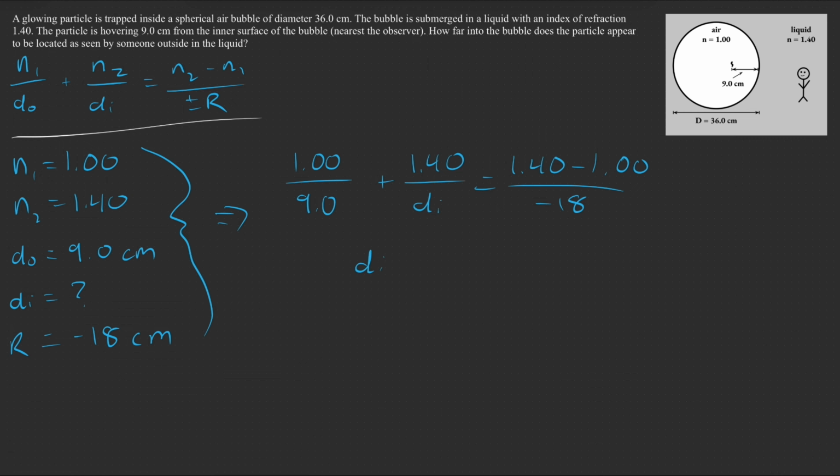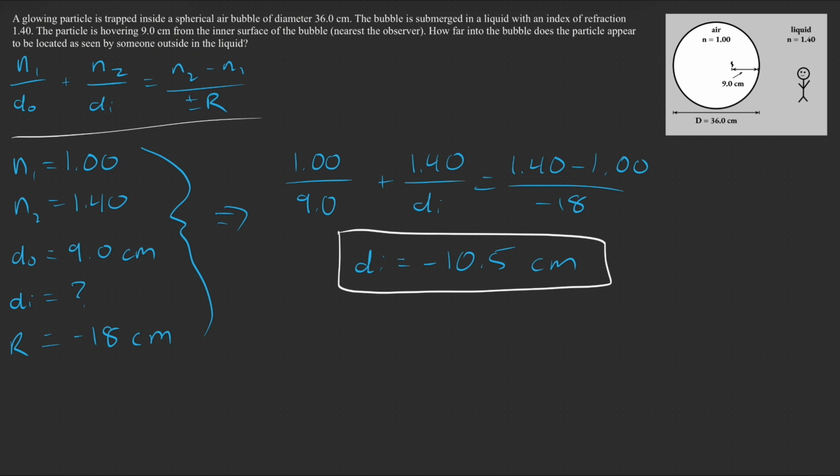Now once again, a little algebra and some calculator punching, we should get 1.4 minus 1 divided by negative 18 minus 1 divided by 9 divided by 1.4 inverse. We get di is equal to negative 10.5 centimeters. Now, like we discussed on the last problem, what does this mean? The negative sign just means it appears on the same side as it started.